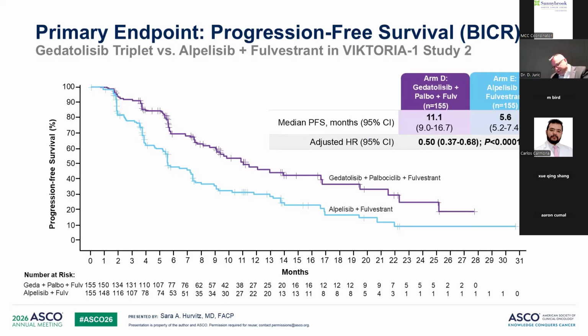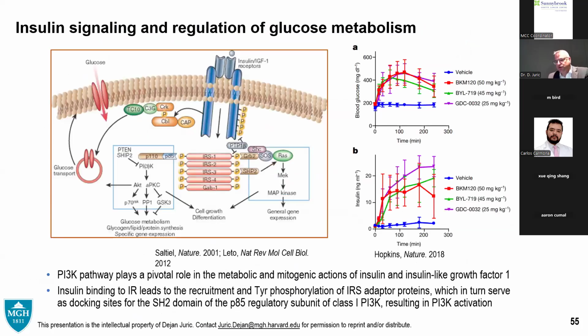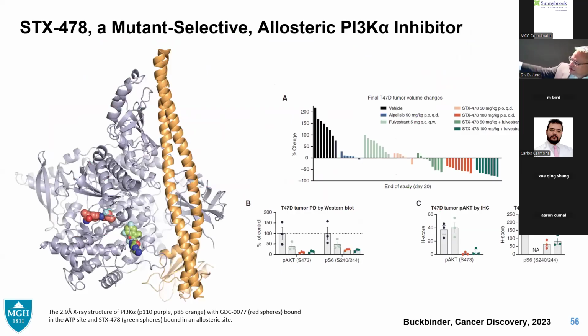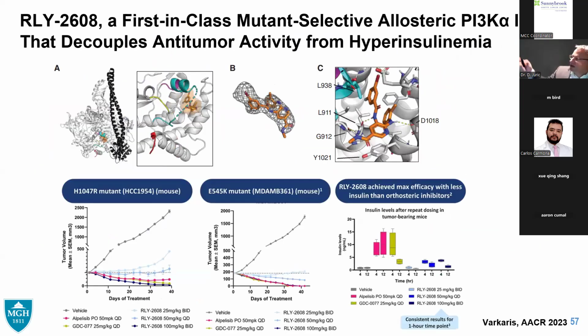Unfortunately, you're relying on an IV agent, and we need better approaches to do this, and also to minimize any chances of hyperglycemia that comes from inhibition of PI3 kinase, where you're essentially going after downstream signaling of insulin. So to enable continuous inhibition, to have an oral agent to do that and avoid hyperglycemia, we now have a series of so-called mutant-selective agents, such as STX478, and this one, zovegalisib, RLY2608.